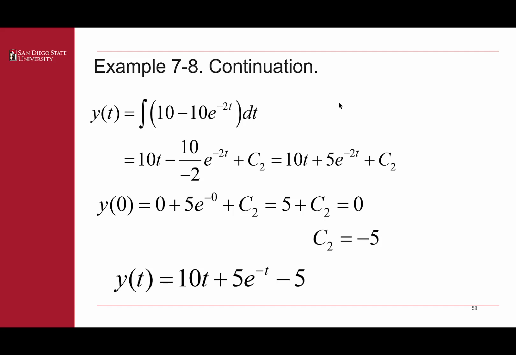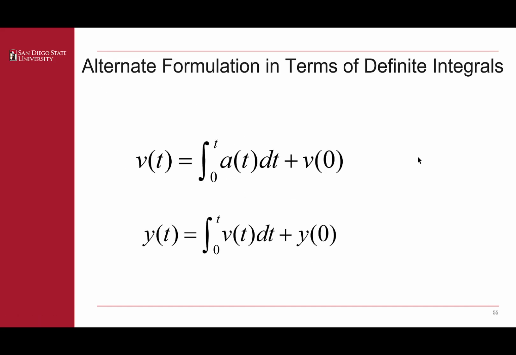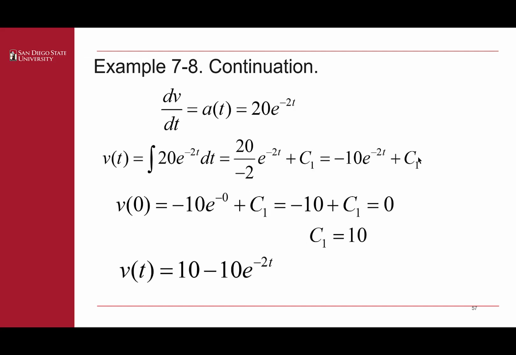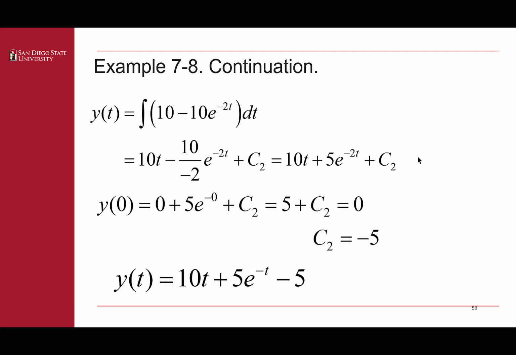We already discovered what velocity is. Now it's time to find the displacement y of t. We saw that it is the integral of velocity, so we have to take another integral. The integral of 10 minus 10 e to the minus 2t dt will give us the result, and it is 10 times t plus 5e to the minus 2t plus c2.